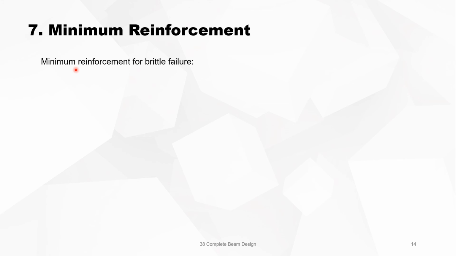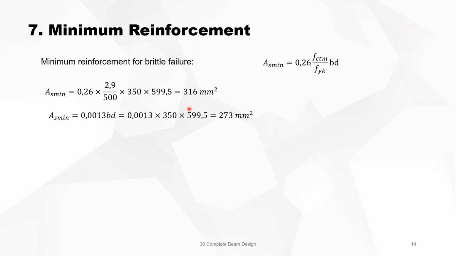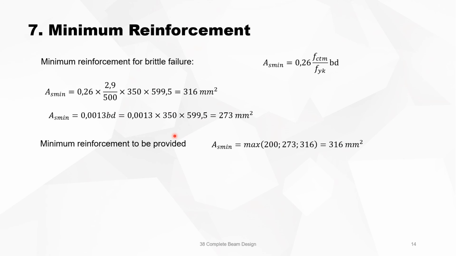We now just look at the minimum reinforcement for brittle failure. This is the formula we use. This is the coefficient, the mean tensile stress divided by the fyk, times the width and times the effective depth, which gives us 316 square millimeters. But there is also a minimum, which is 0.13% of the section. It's 273. So the minimum reinforcement that we have to provide will be 316 square millimeters. This can be done by 3 diameters 12.